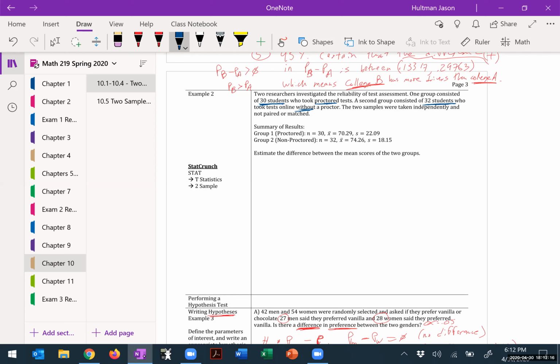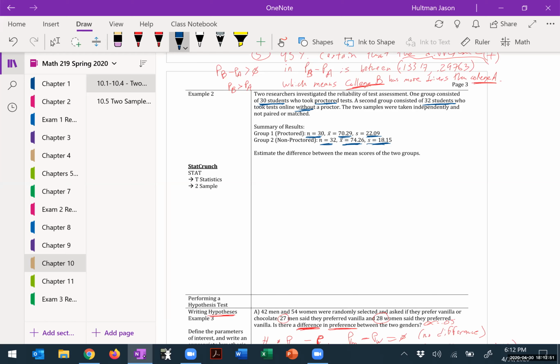Here's the summary of the results. We want to know, is there any significant difference between group 1 and group 2? Group 1 had 30 people. The average score was 70, and the standard deviation was 22. In group 2, they had 32 people, average score of 74, a little bit higher, and a smaller standard deviation at 18.5. I want to know, is there a significant difference between the mean scores?